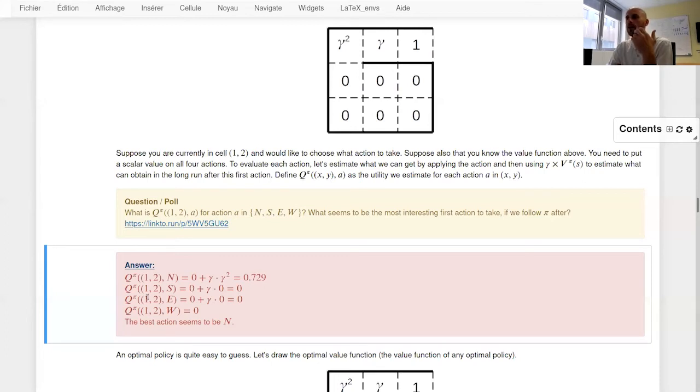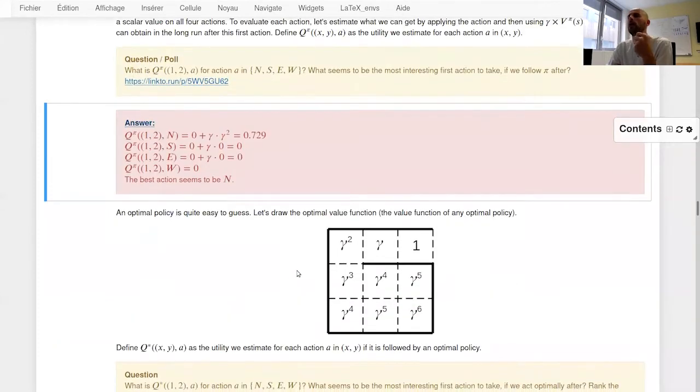0.729. On the other hand, going south is 0 plus gamma times 0. Going east is 0 plus gamma times 0. And going west just ends the episode, so it's 0 and no gamma at all. So you're right, the best action seems to be north.